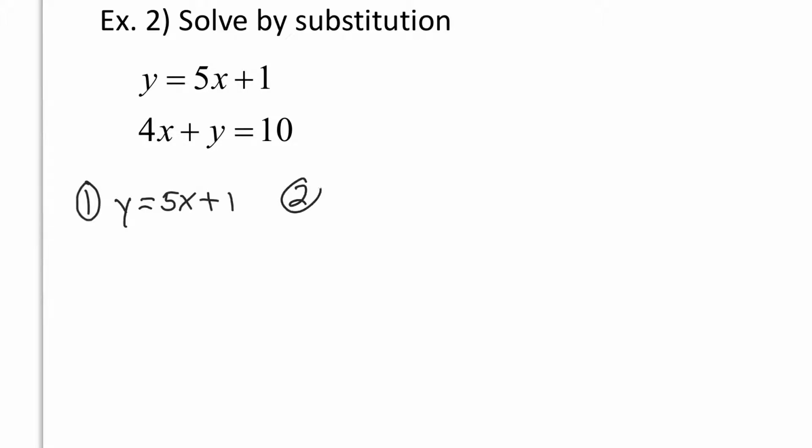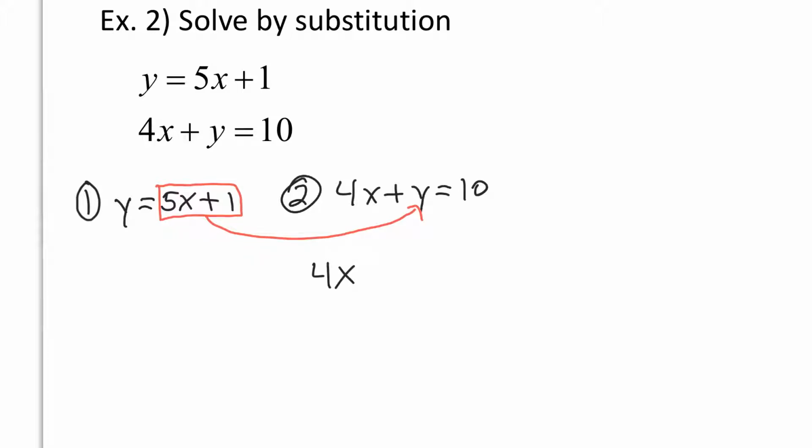Step number 2, you are going to use the other equation. So the one we didn't use, the bottom one, 4x plus y equals 10. And I'm going to substitute this expression, y equals 5x plus 1. So that's what y equals. I'm going to substitute into this y right there. So when you substitute, I'm going to have 4x plus, I'm going to use parentheses because I'm going to substitute the expression, equals, and I have the 10.